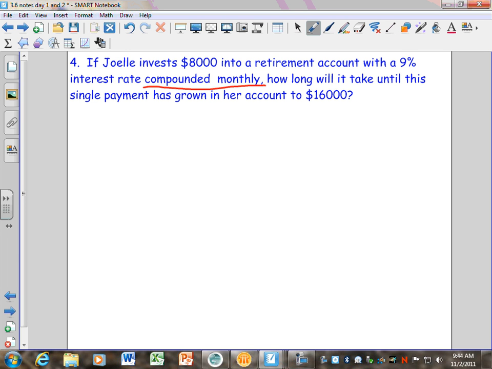Yeah, you have to use the one with the K, ROK. And I'm trying to find how long it's going to take. So what variable should I be solving for? Time. That means you should be able to plug in everything except for t into that problem. And then use what we know about equations and about logarithms to solve this problem.